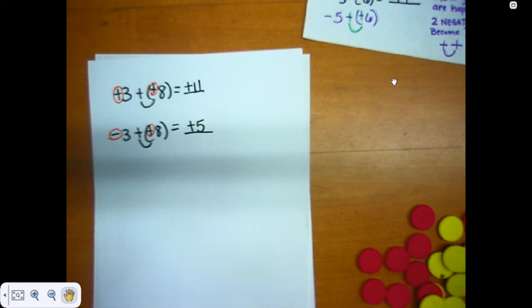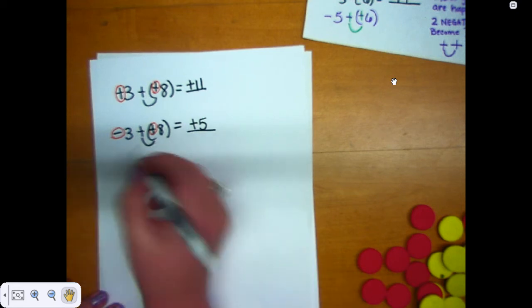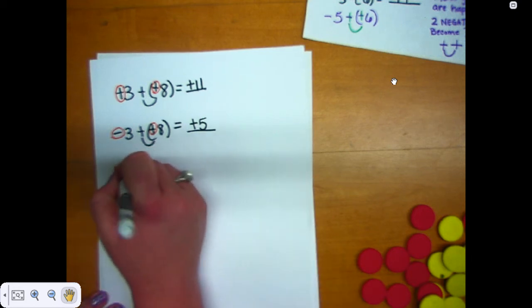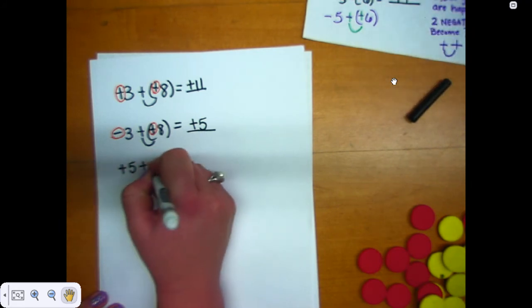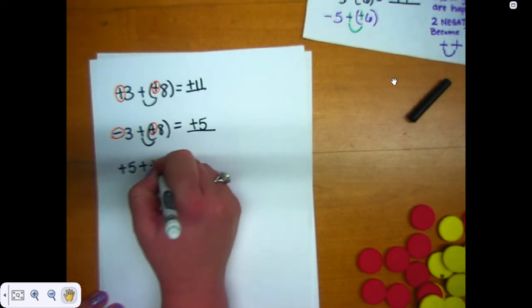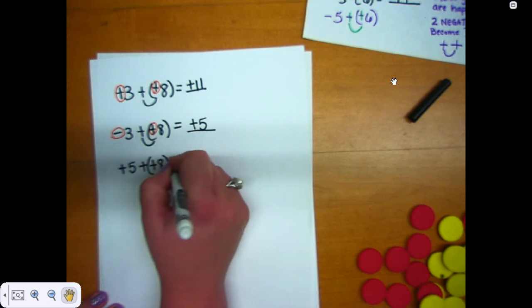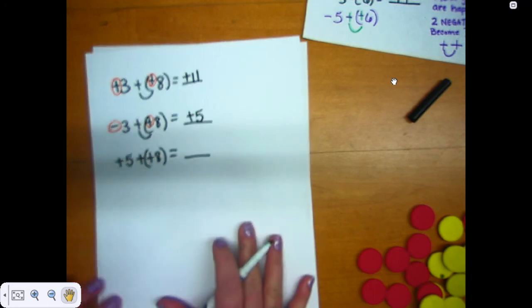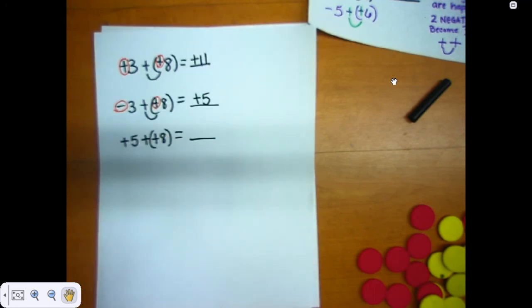Let's try another one. So if I have positive 5 plus positive 8, what would I get? First of all, do I need to change anything? Thank you, Amanda, for picking up my lid. Do I need to change anything? I don't see any Mean Girls. I don't see any double negatives, so I'm not changing anything.